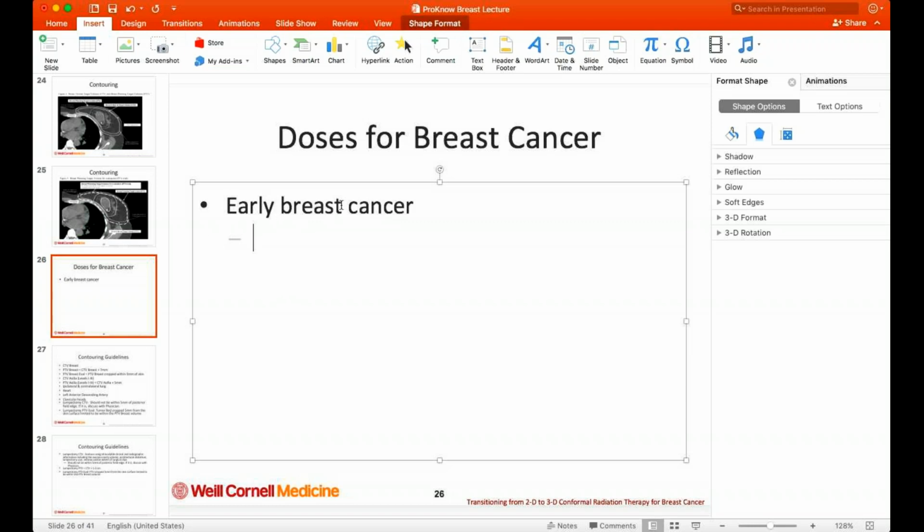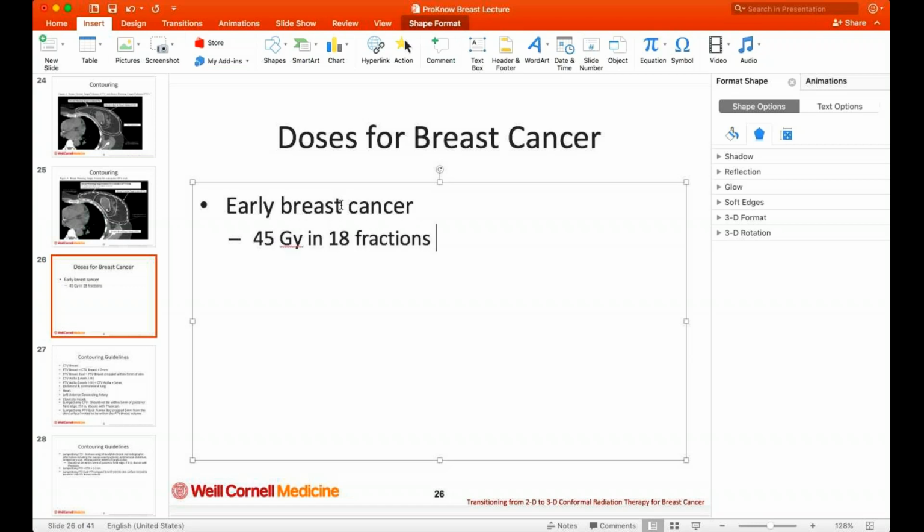Your speakers are now open. You can speak. So can anyone volunteer what dose they use to treat breast only? For us in Ruth, we use 45 gray in 18 fractions.